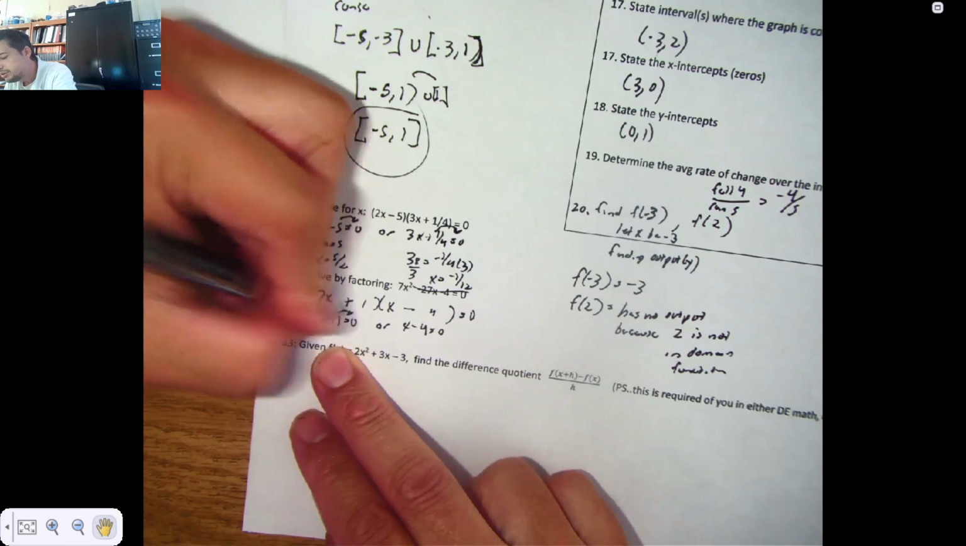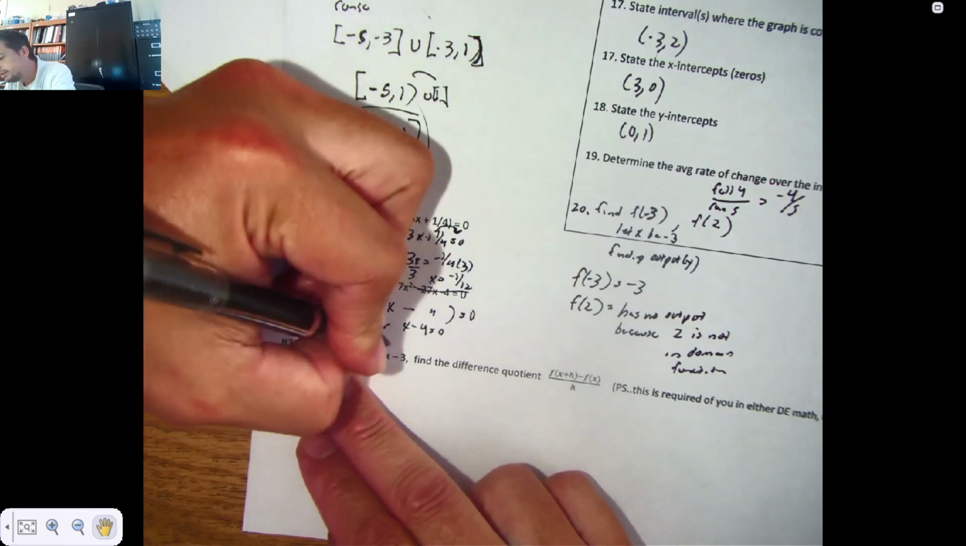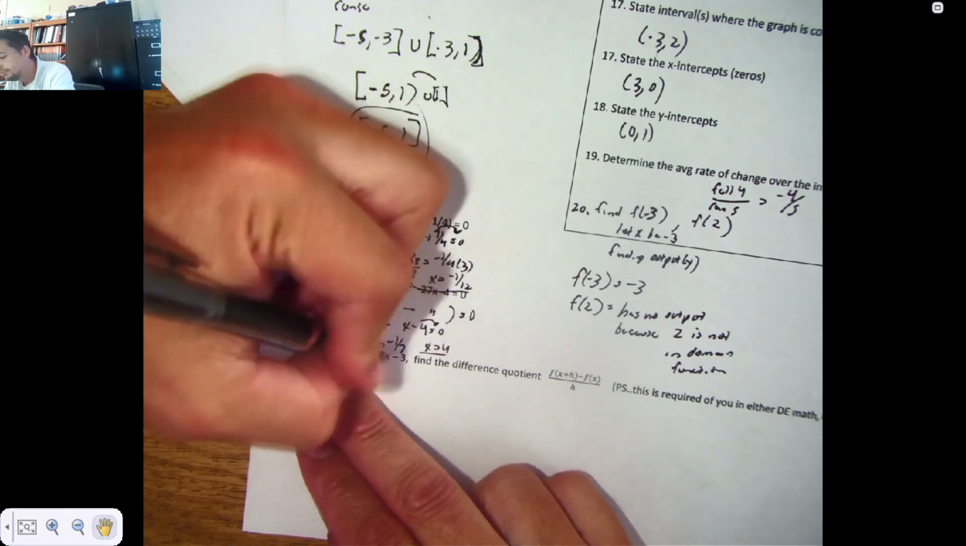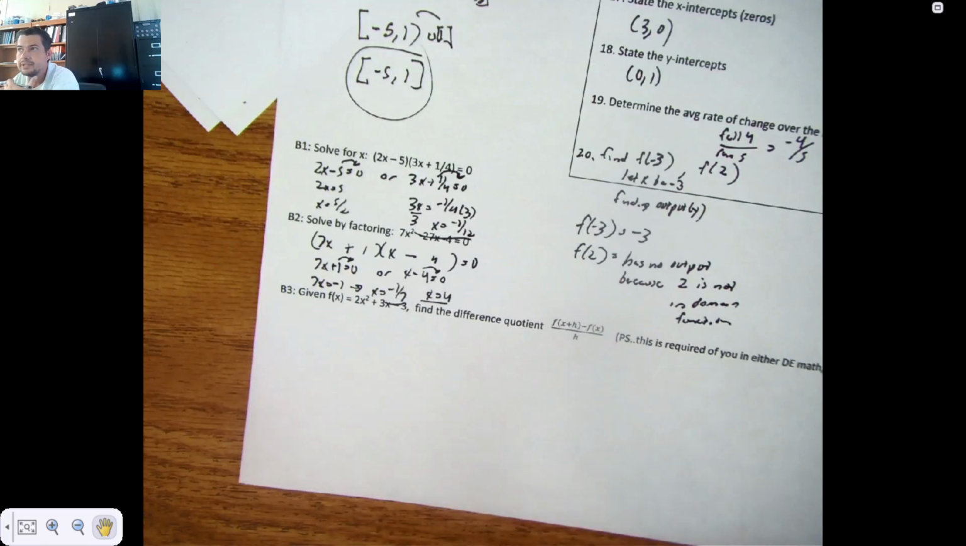I subtract 1. 7x is negative 1. I divide by 7. I get negative 1/7. Or x is 4. And bonus 3, which will be worth more than bonus 1 or 2, is a standard in the math class above this one, which is pre-calc or dual enrollment. And it should be a standard in Algebra 2.